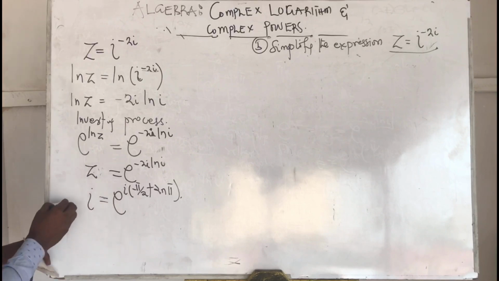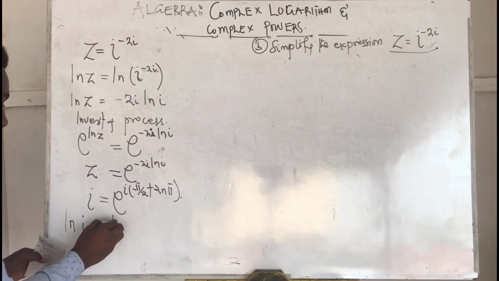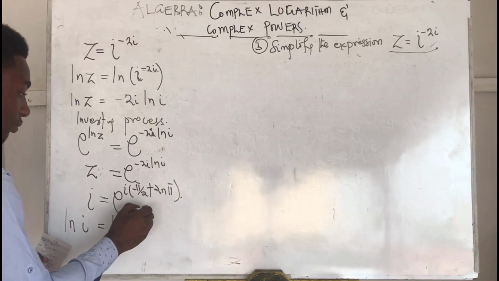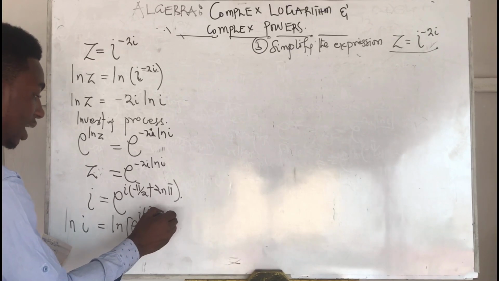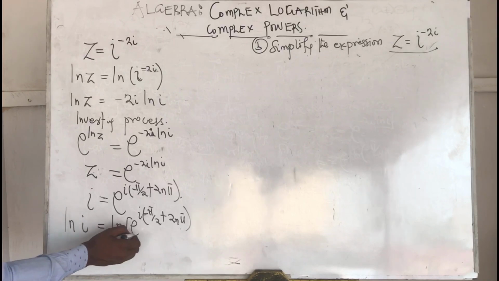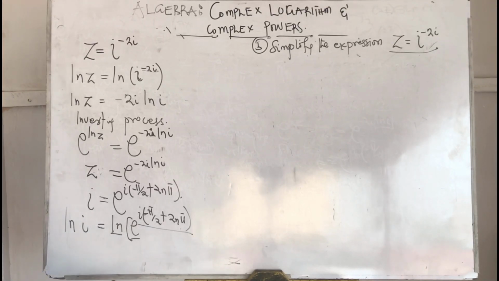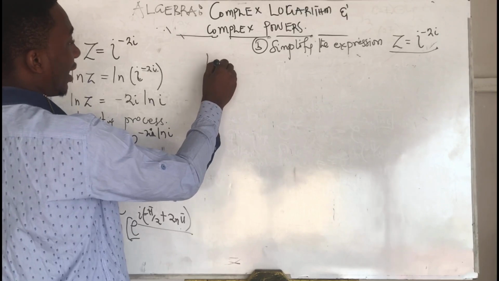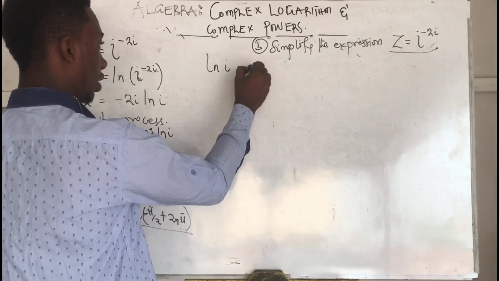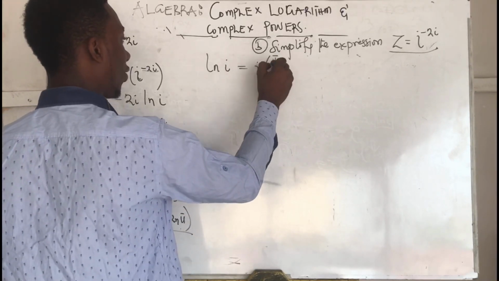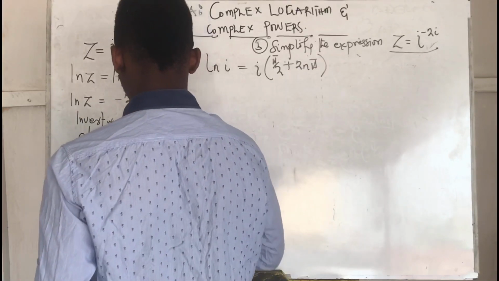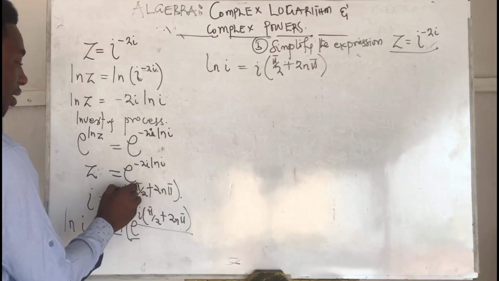So now, if we take ln of both sides, we have ln i, which is the same as ln of e to the i times (pi/2 + 2n pi). Now when you do this, because of the ln and the e, you already equate the exponent. So our ln i will be equal to i times (pi/2 + 2n pi).